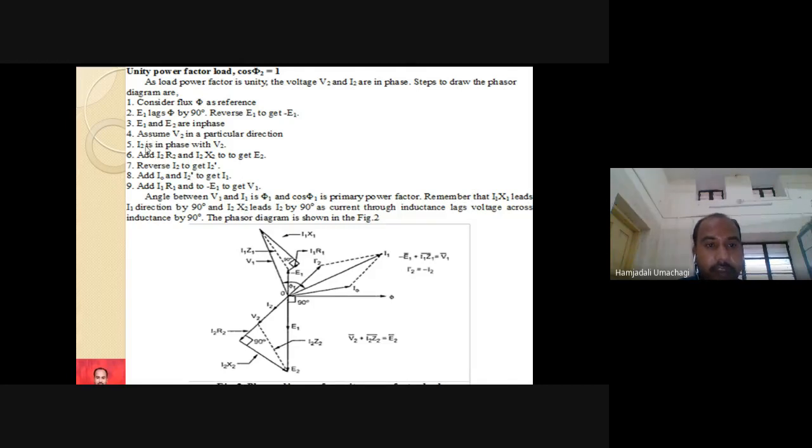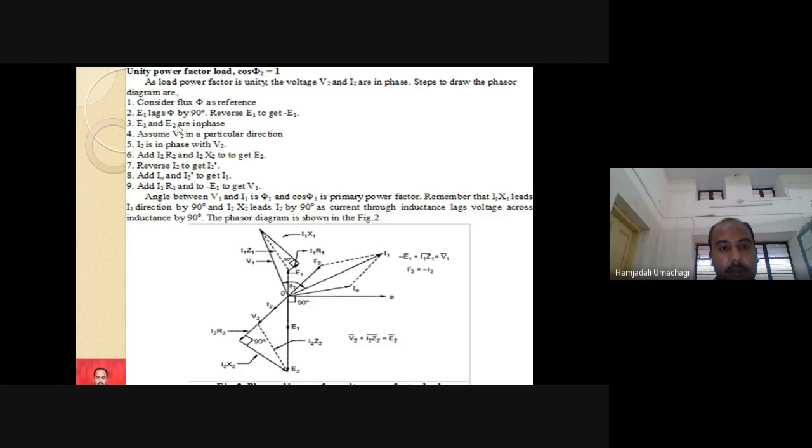Then comes step number 4. Is it clear to all of you? Step number 2, step number 3. Step number 1 is take flux phi as reference. Step number 2 is E1 lags phi by 90 degrees. So if this is my phi, 90 degree lagging means here the direction will be your E1, and E1 and E2 are in phase. If I reverse E1, then this will be my minus E1. Is it clear to all of you? Steps number 1, 2 and 3.